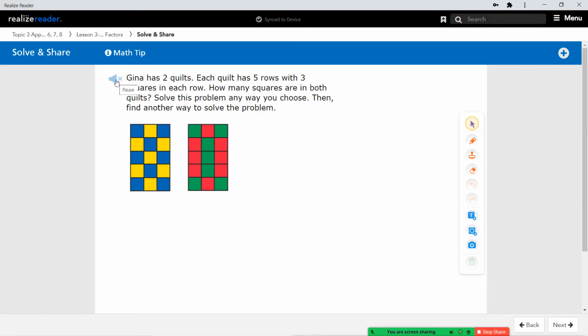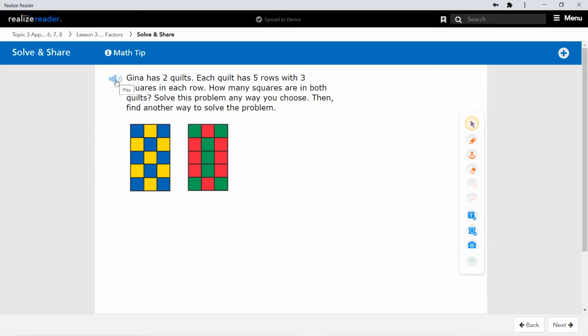Gina has 2 quilts. Each quilt has 5 rows with 3 squares in each row. How many squares are in both quilts? Solve this problem any way you choose. Then, find another way to solve the problem.